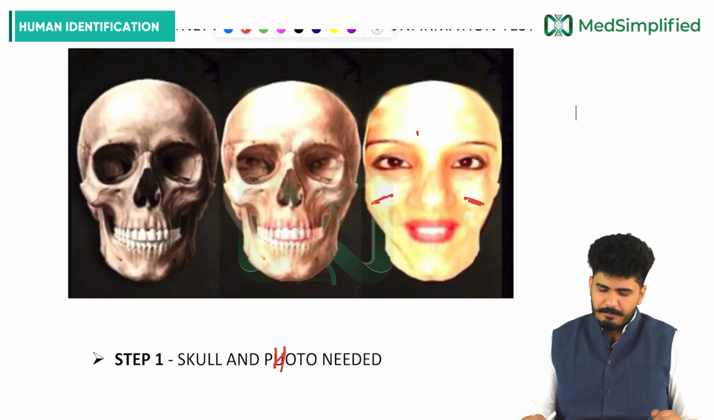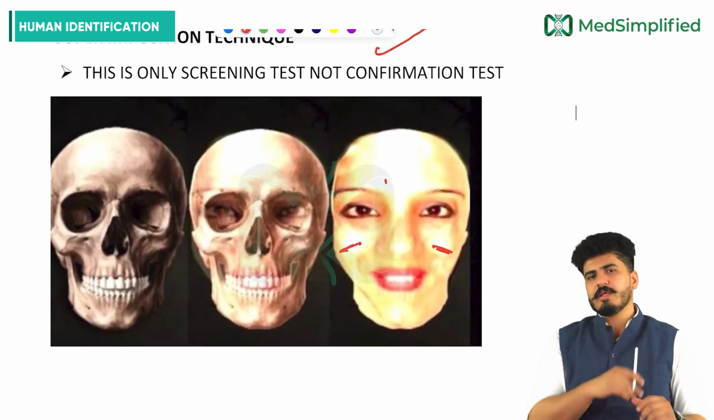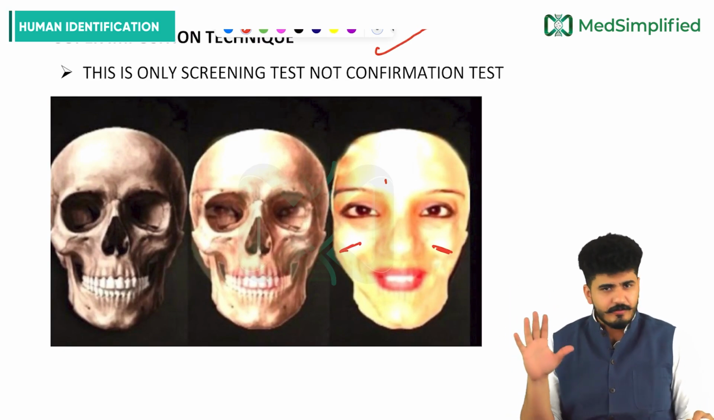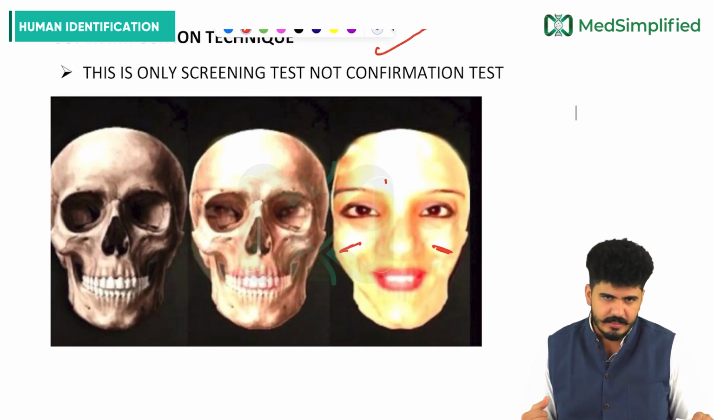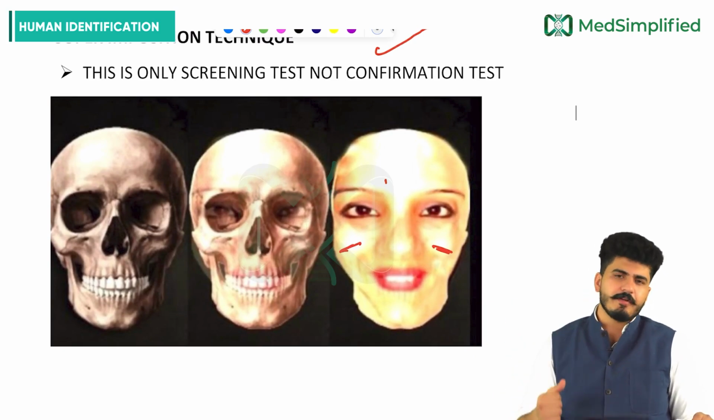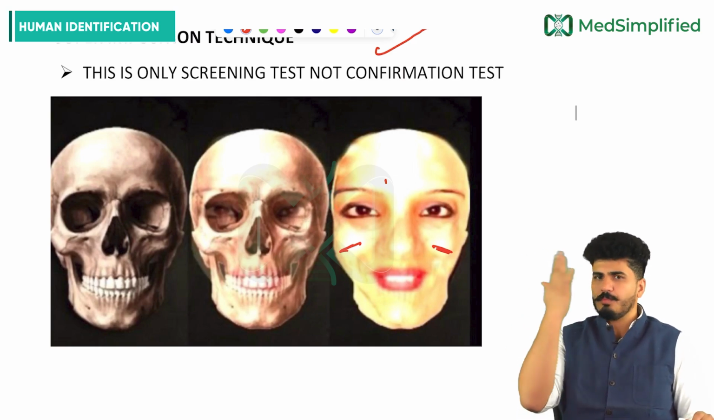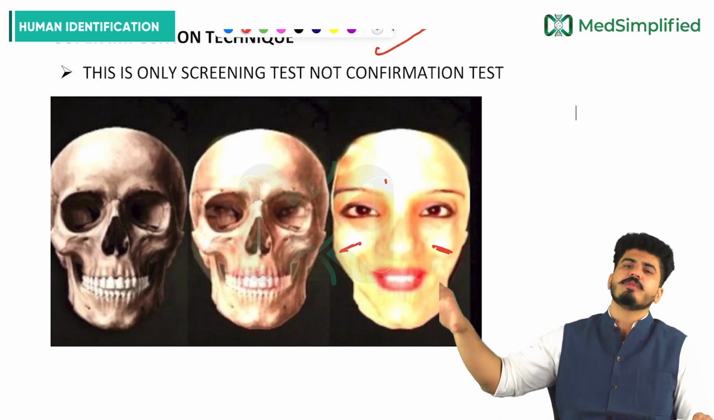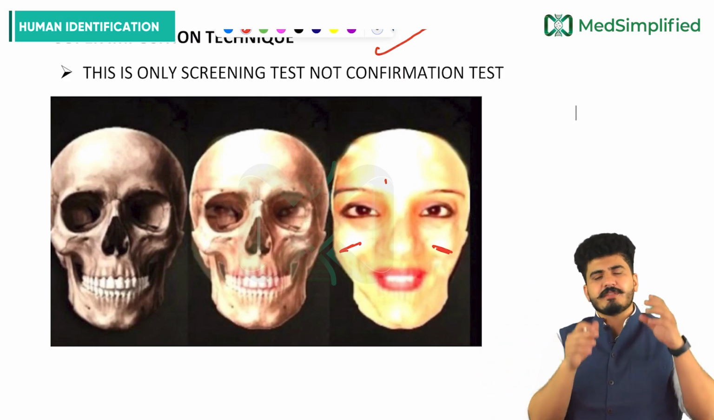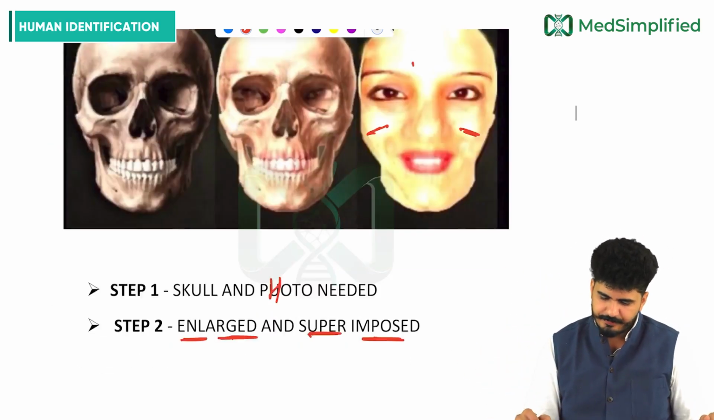For example, a person was missing in a particular area. After 5 to 6 years, we found a skull. We went to the police and asked for all the missing people in that area, and we got 10 to 15 photos. We tried to superimpose and guess whether this skull belonged to that person or not. This is one application of this technique.